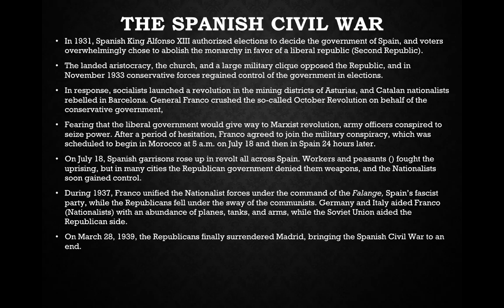The difference in time was to allow the Army of Africa time to secure Morocco before being transported to Spain's Andalusian coast by the Navy. On July 18th, Spanish garrisons rose up in revolt all across Spain. Workers and peasants fought the uprising, but in many cities, the Republican government denied them weapons, and the nationalists soon gained control.